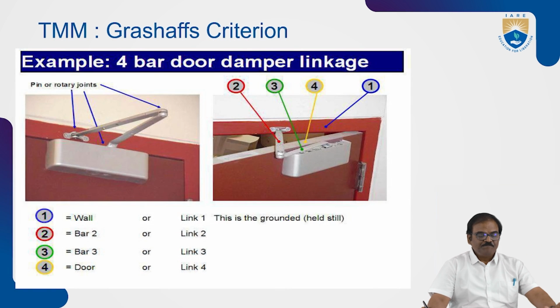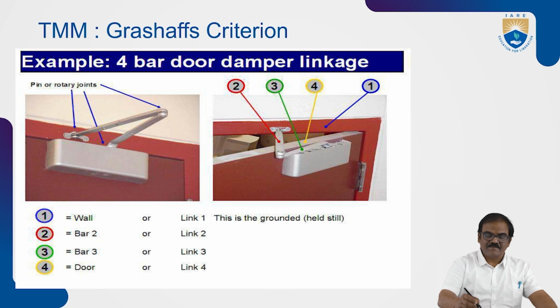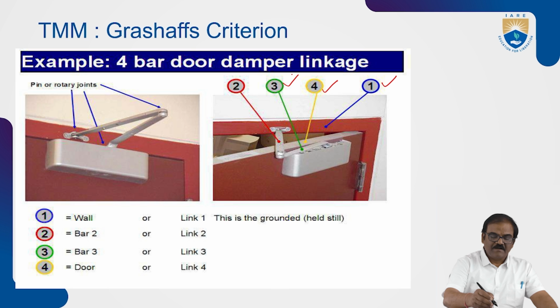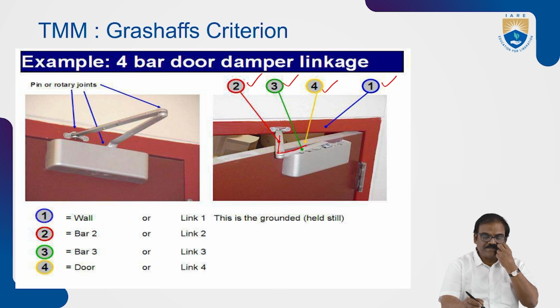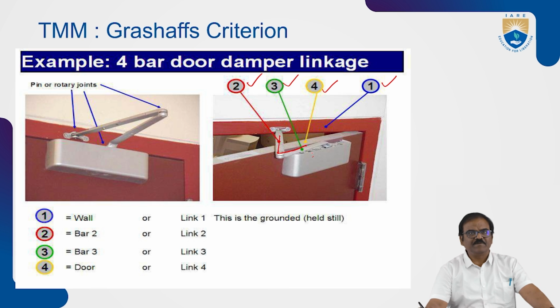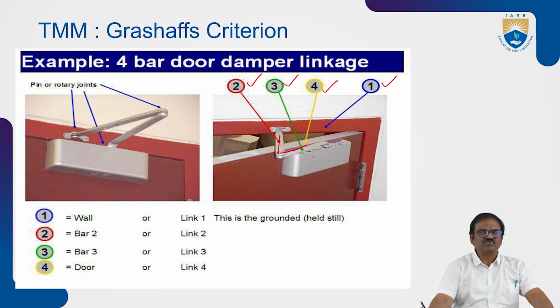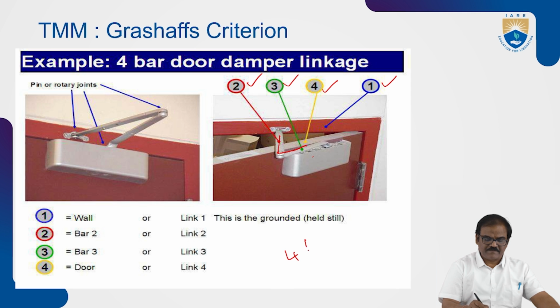For example, in Grashoff's criteria, we can see there will be 4 links: the frame, a connecting link 4, another connecting link 3, and hinges. These two are the hinges. There is also the cushioning that is provided: wall, bar 2, bar 3, and door. This is an example of a door damper linkage, and it is equal to a 4-bar mechanism.